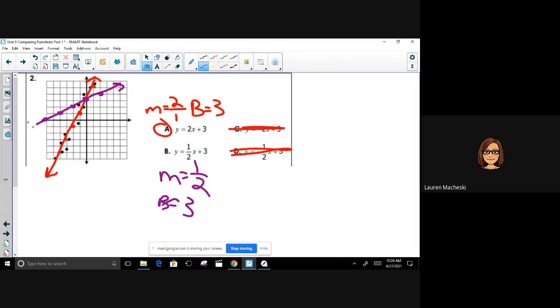Clearly. So this one was D. So clearly B is the best choice. No, wait. That one was A. This one was B. It's not a good choice. That one was A. Okay. So chances are you're going to be able to eliminate at least 2. And then you can kind of work from there with your other 2.